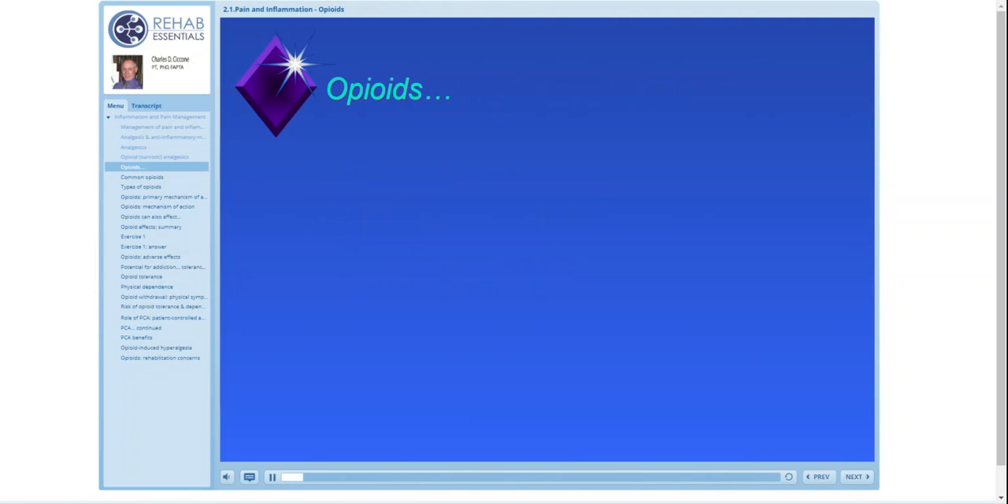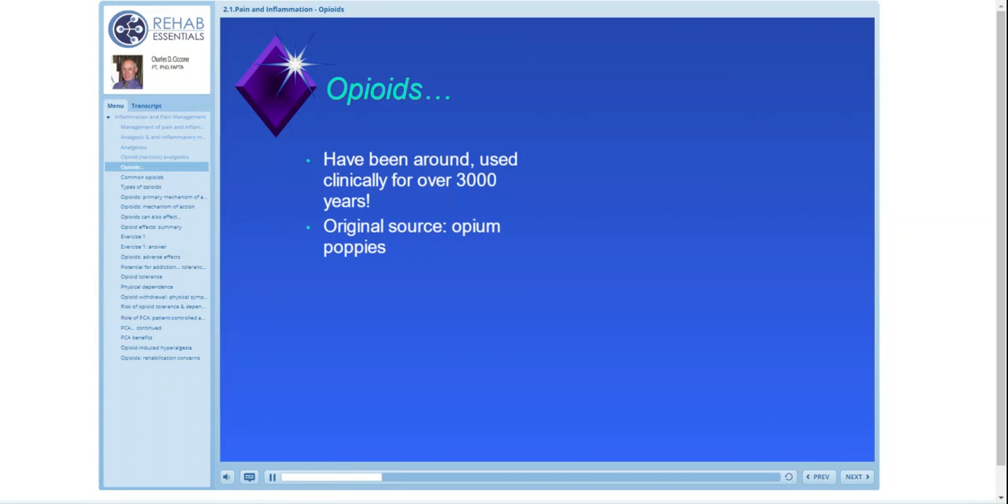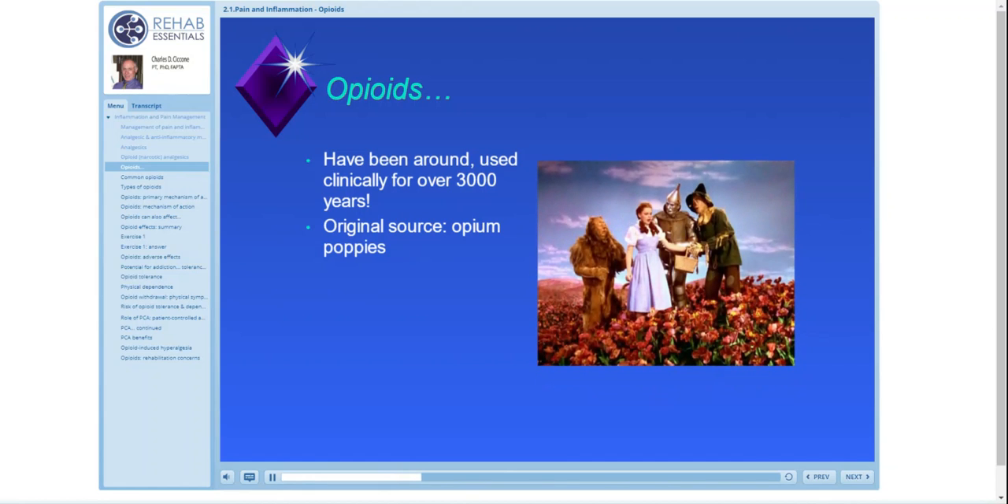So first, a little history about opioids. They're not new drugs. They've been around for at least 3,000 years. Some people feel even longer. Clearly they came from a natural source originally, and that was the opium poppy. And we often hear reports in the literature about opioids being used for many, many different conditions, for their sleep-inducing properties, for various medicinal purposes.